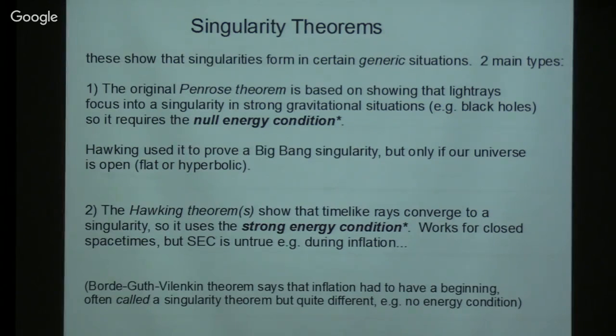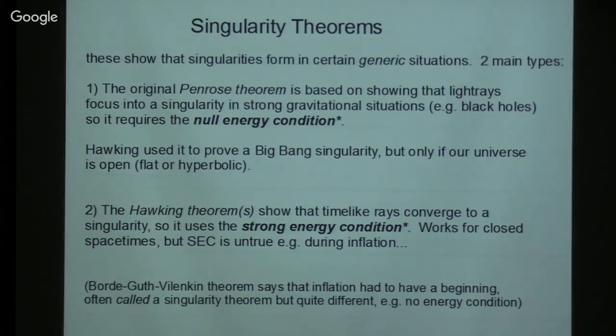So in order to remedy that, Stephen Hawking proved a different singularity theorem. The Hawking singularity theorem applies to a closed universe, but it is about the focusing of time-like geodesics that go to the future. And this, therefore, uses the strong energy condition. Because it uses the strong energy condition, it is likely to be invalid during the period of inflation.